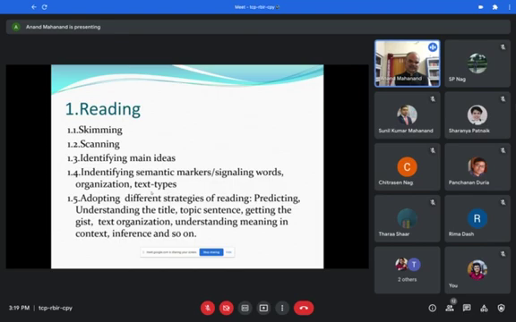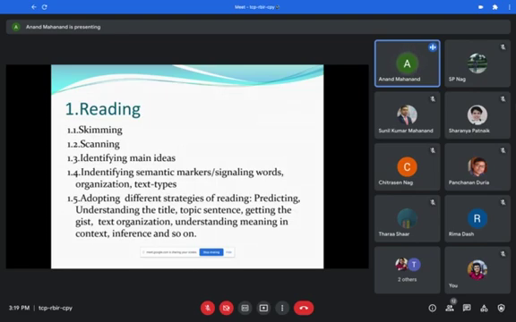Understanding meaning in context. You may come across difficult, unknown, or unfamiliar words. Try to understand the meaning in context. Sometimes you need to consult a dictionary, so do that. Understanding meaning in context, then inference, and so on.